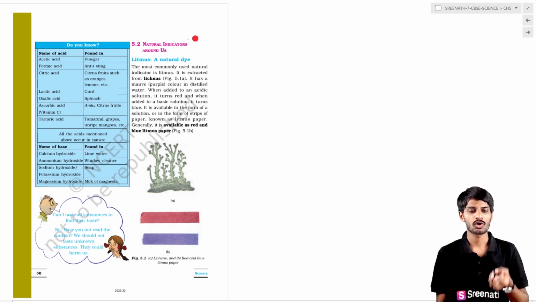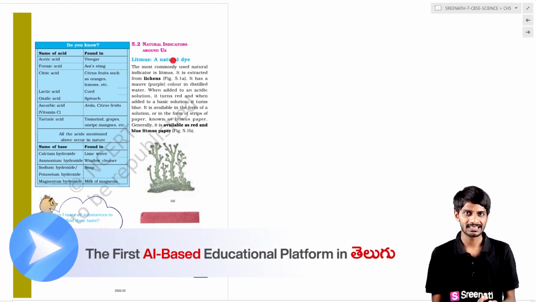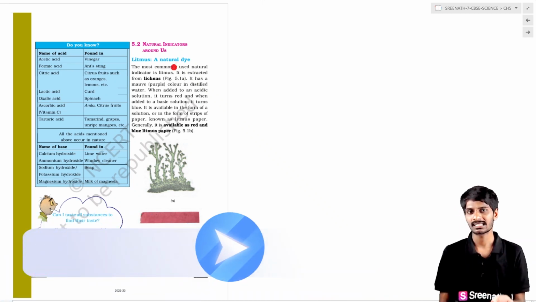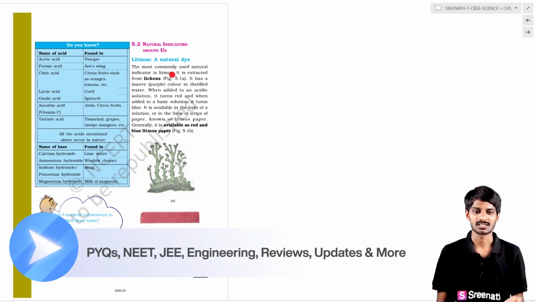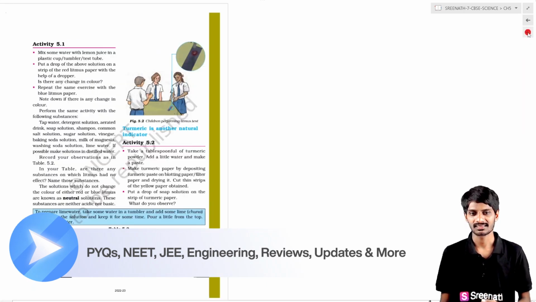Then what is the second topic? The second topic is the natural indicators around us. What are indicators? What will indicators do? What will indicators show when there is an acidic substance? And what will indicators show when there is a basic substance? And what are the natural indicators around us? We are going to see what the natural indicators are.